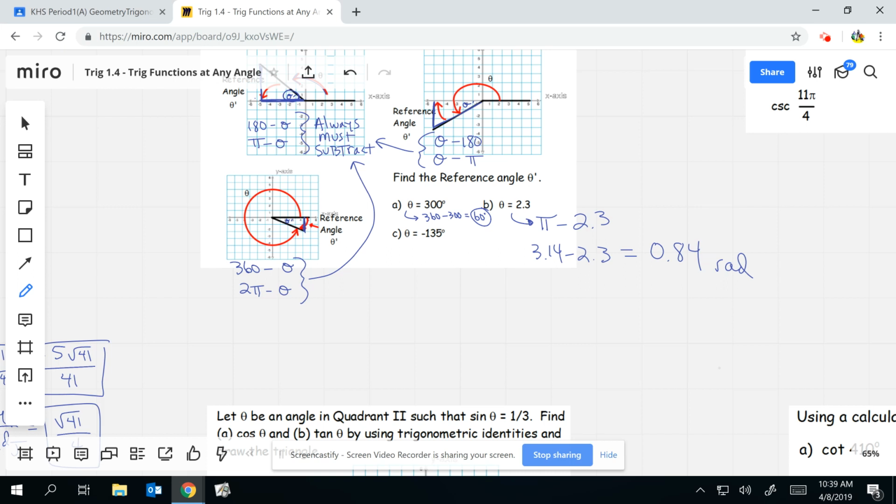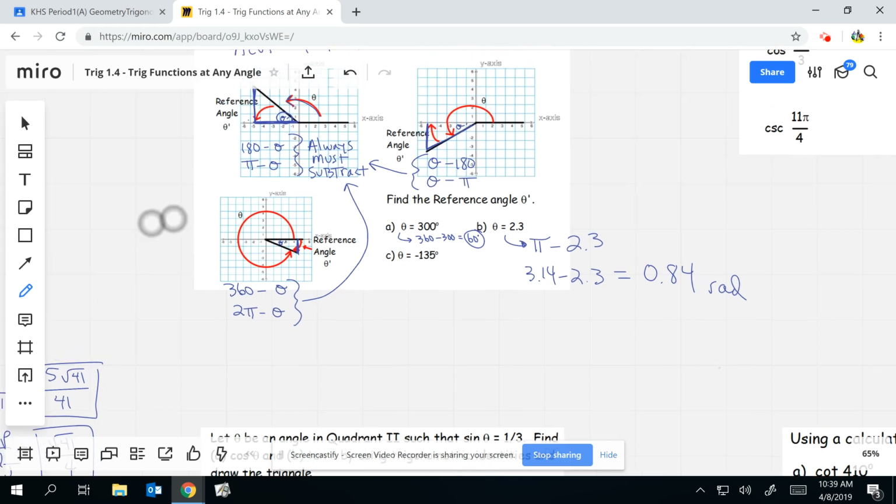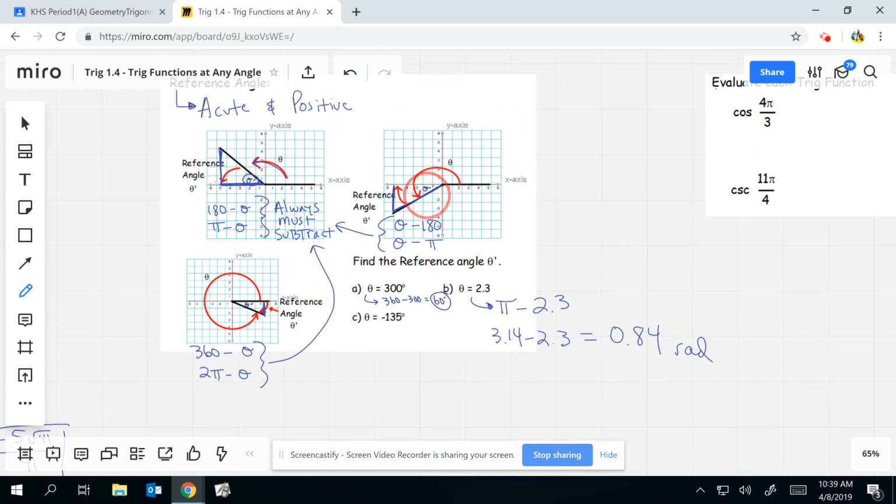And I work my way all the way up in negatives, because that'll help you see where negative 135 is located. Negative 135 is going to be at like the 225 area. It's going to be in quadrant 3, so it would be like in this area down here.